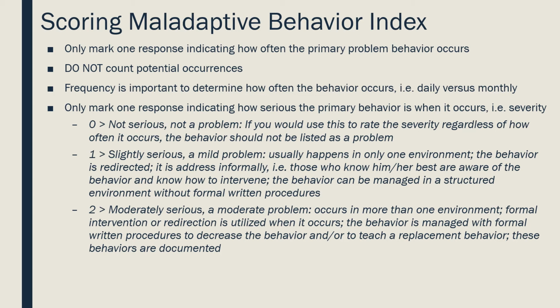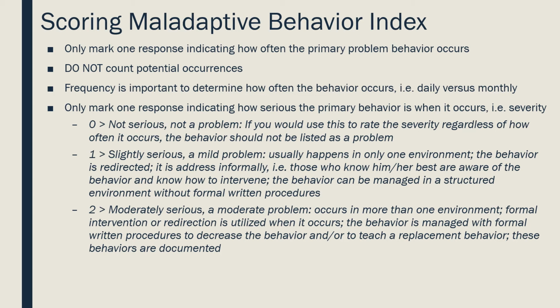Marking a 1, slightly serious, a mild problem. This usually happens in only one environment. The behavior is redirected, it is addressed informally, i.e., those who know him or her best are aware of the behavior and know how to intervene. The behavior can be managed in a structured environment without formal written procedures. If there is no behavior plan for the behavior, then that would be marked as a 1 because it is managed without formal written procedures.